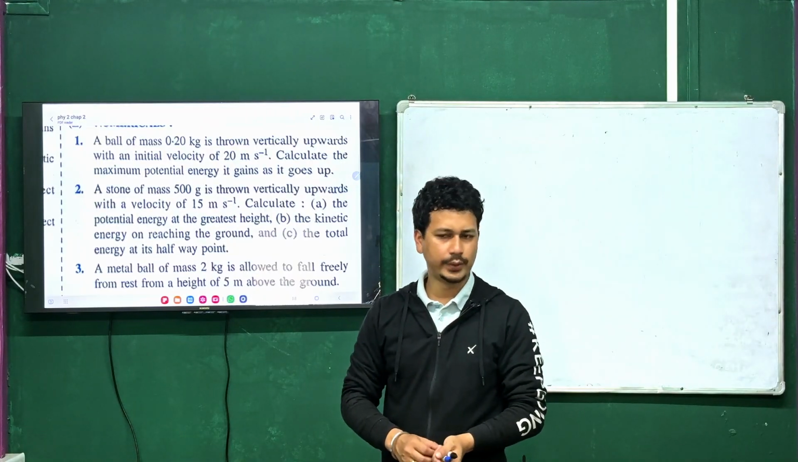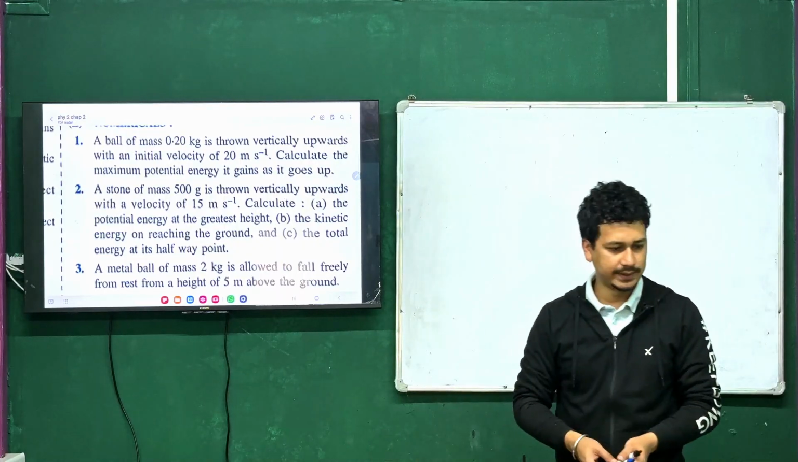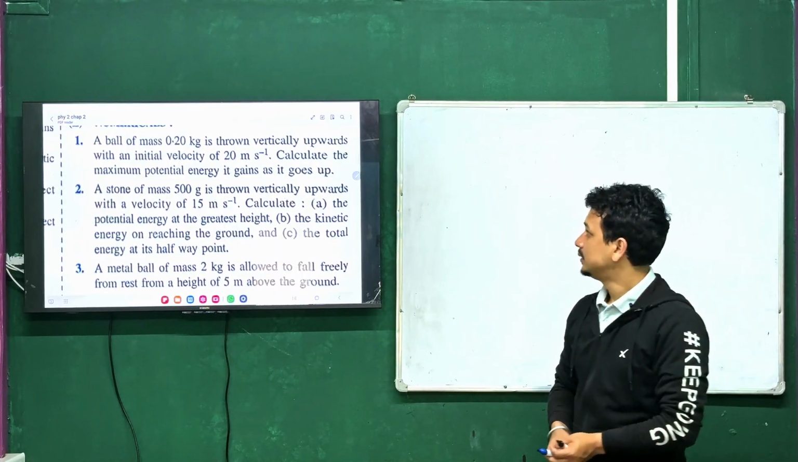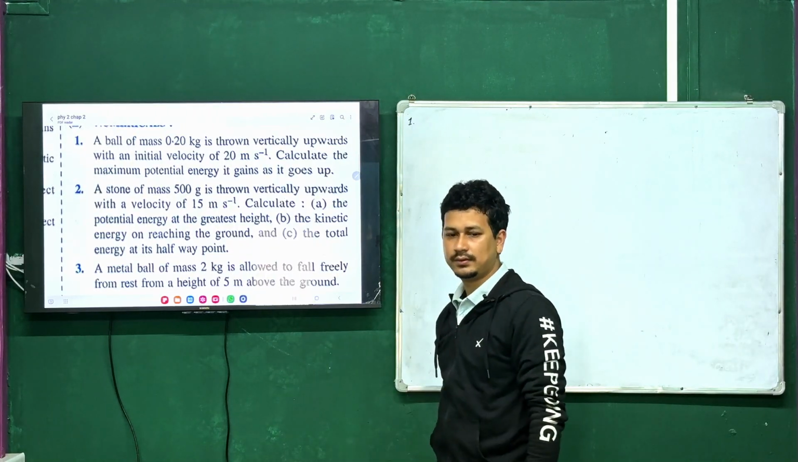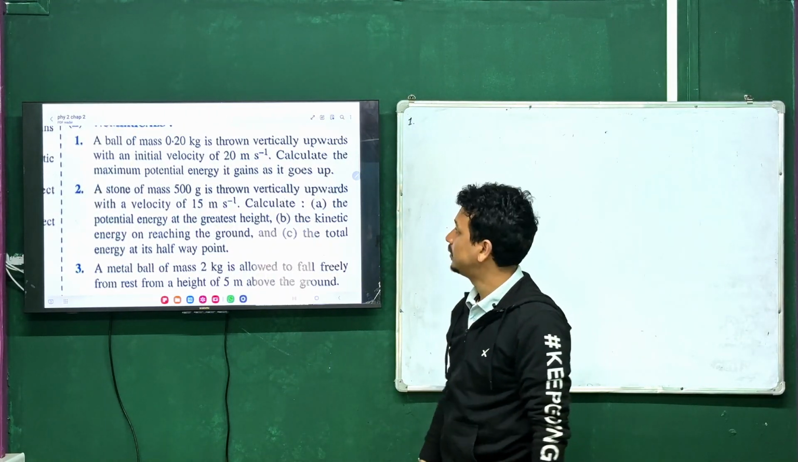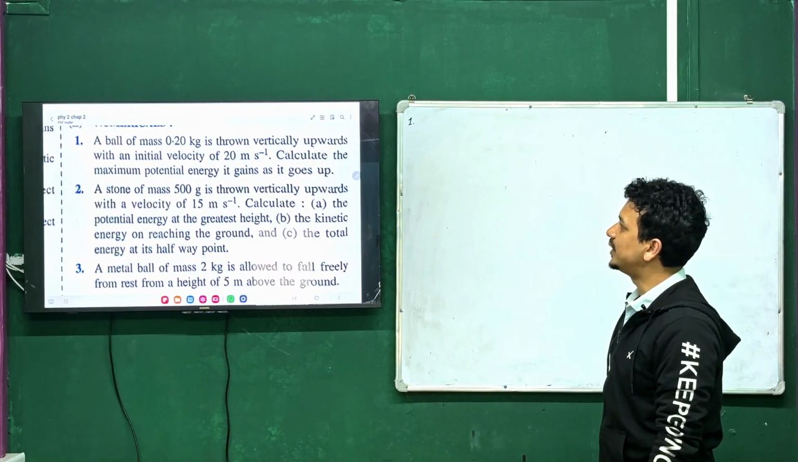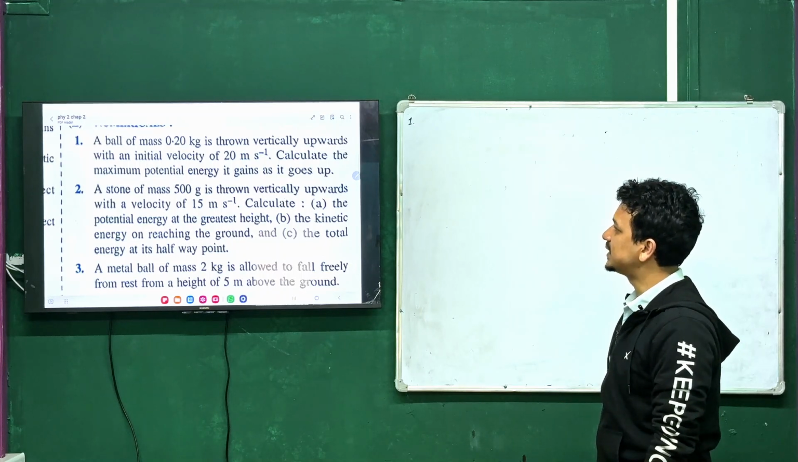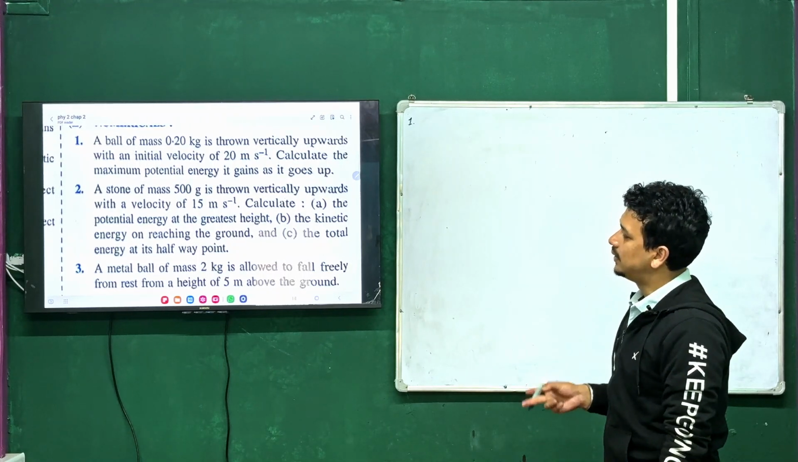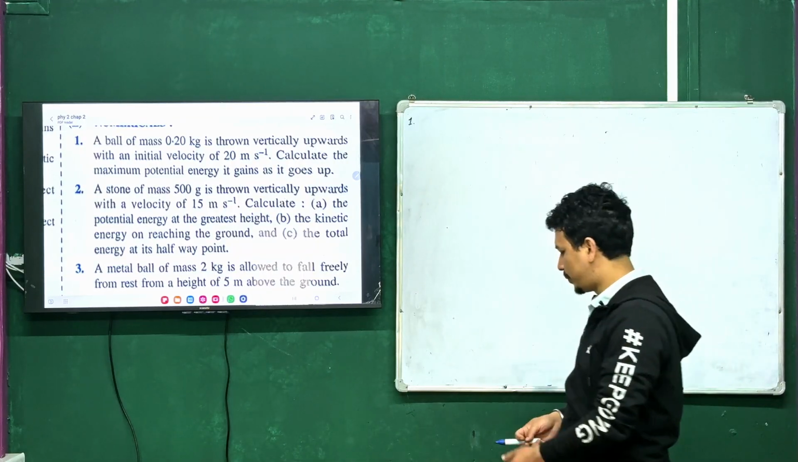Let's look at some important questions. These questions are important from an exams perspective as well. So let's look at the first question. A ball of mass 0.2 kg is thrown vertically upwards with an initial velocity of 20 meters per second. Calculate the maximum potential energy it gains. You understand the situation?